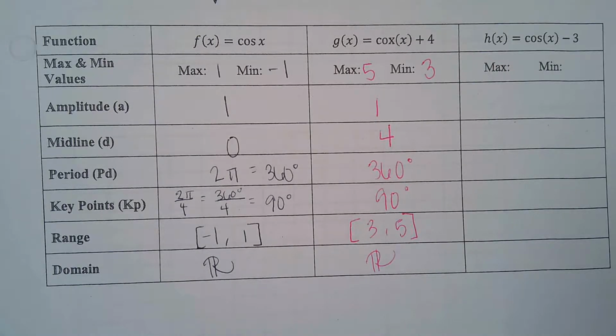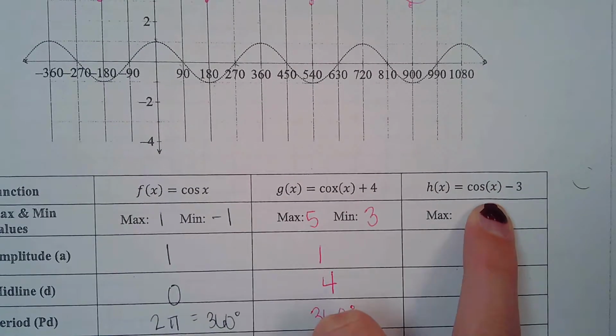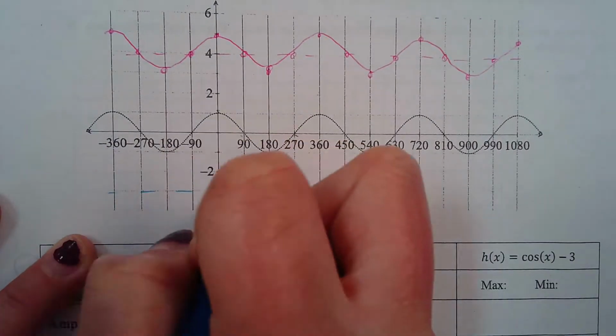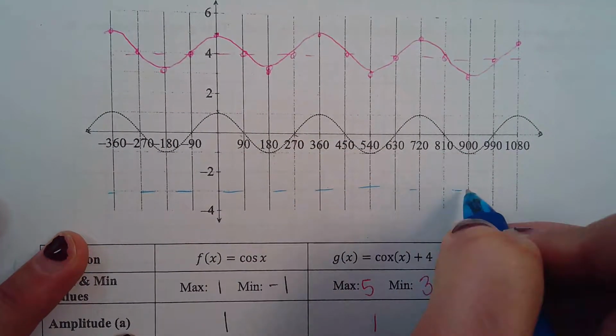All right, so then the next one, we're doing cosine of x minus 3. So what's going to happen? Your midline moves where? Down 3. So we're at negative 3. So I'm going to use blue this time.